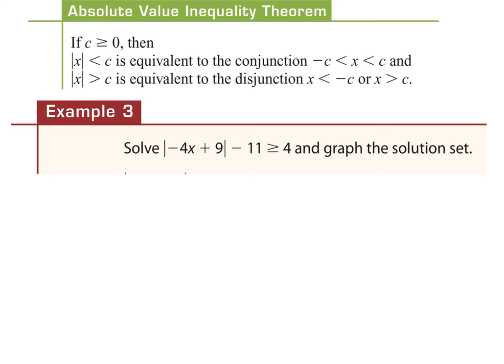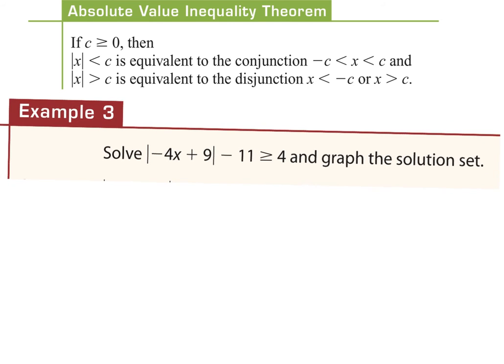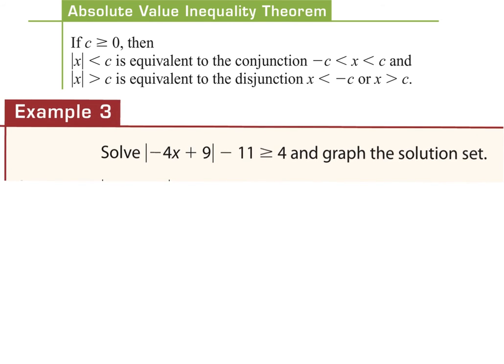If it is greater than, you will have a disjunction. You will have an or. You have to get it by itself first, okay? Just like when we did equations, you have to get it by itself first. So if you look at this next example here, you'll notice that this is not by itself. So before I even set up two, I'm going to add this 11 over, all right? And so now I have a 15 out here. Now I'm going to set up two.